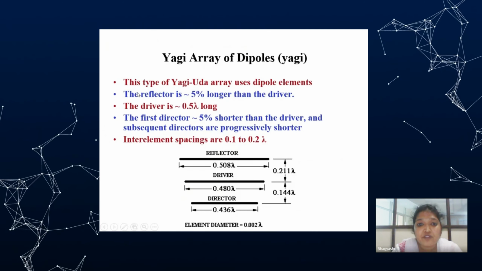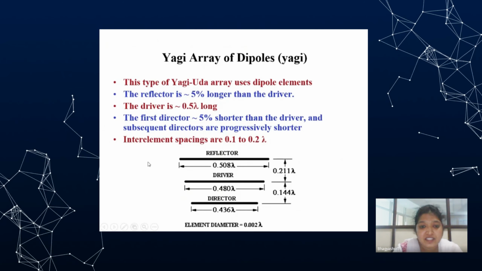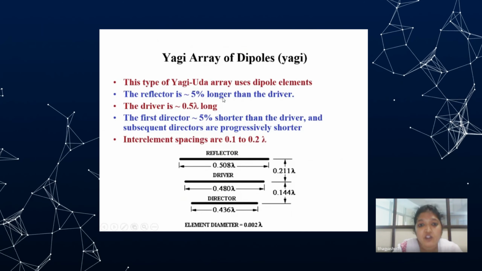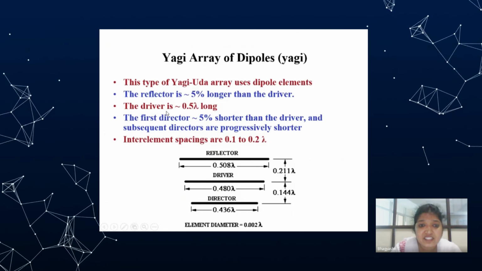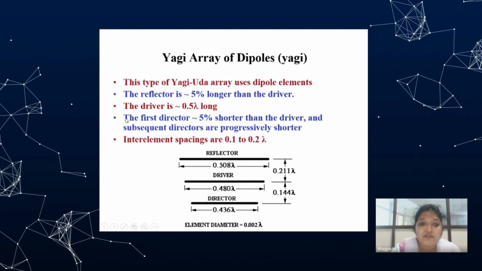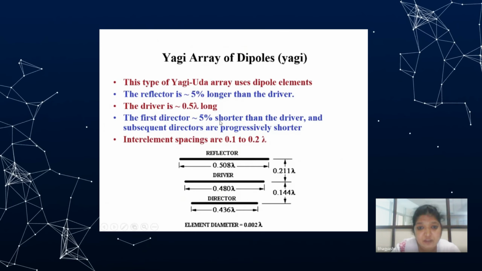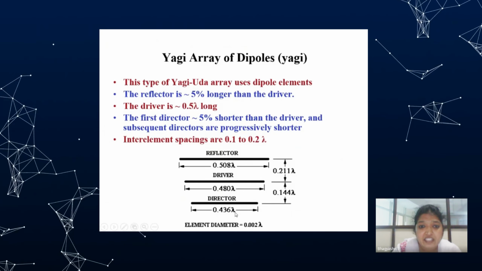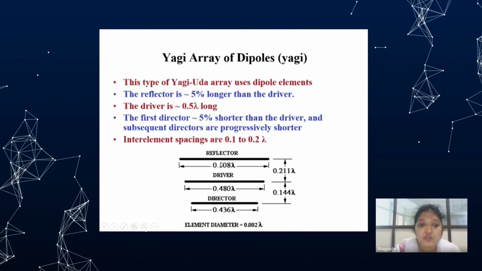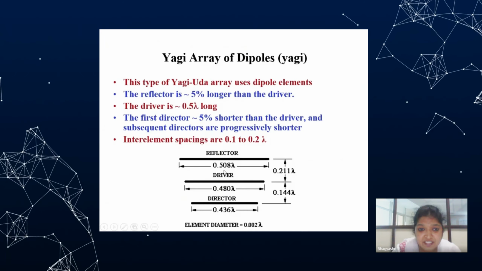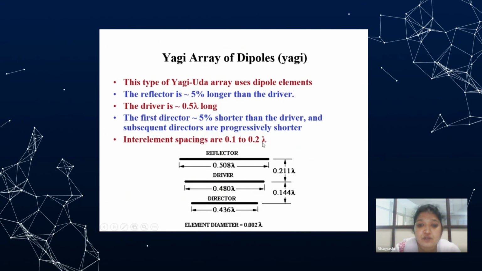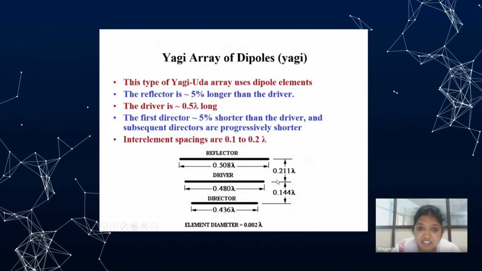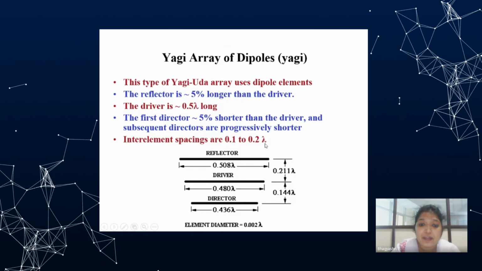This type of Yagi-Uda antenna uses dipole elements. This is nothing but a dipole antenna. The reflector is approximately 5% longer than the driver. The driver is 0.5 lambda long. Then the first director is approximately 5% shorter than the driver, and subsequently, however many directors you add, they keep getting shorter in the same proportion. Now the inter-element spacing is between 0.1 to 0.2 lambda. This is very important. Please remember that your spacing will vary from 0.1 to 0.2 lambda.